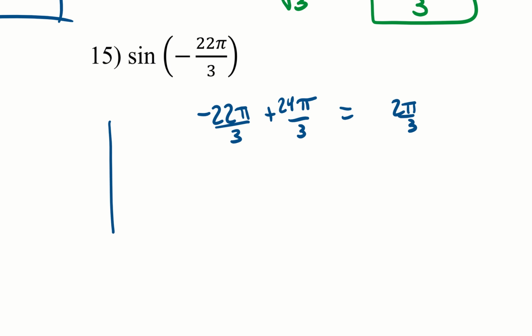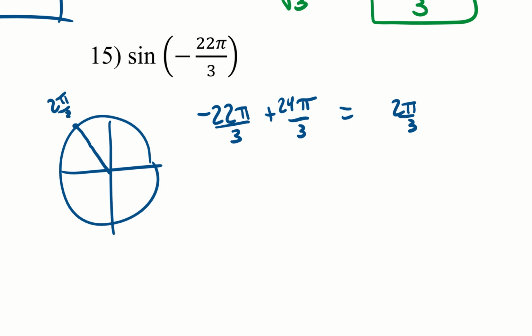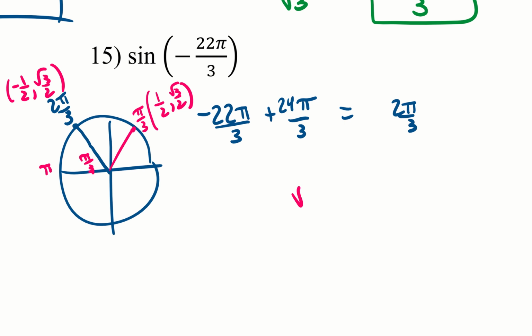So 2 pi over 3 is positive, but it's not acute, so it's not a reference angle. 2 pi over 3 is pi over 3 units away from the x-axis from pi. So the reference angle here is pi over 3, which has, if I do 3, 2, 1, 1/2 and root 3 over 2. 2 pi over 3 would then be negative 1/2 and root 3 over 2. And so I want the sine, which is root 3 over 2.